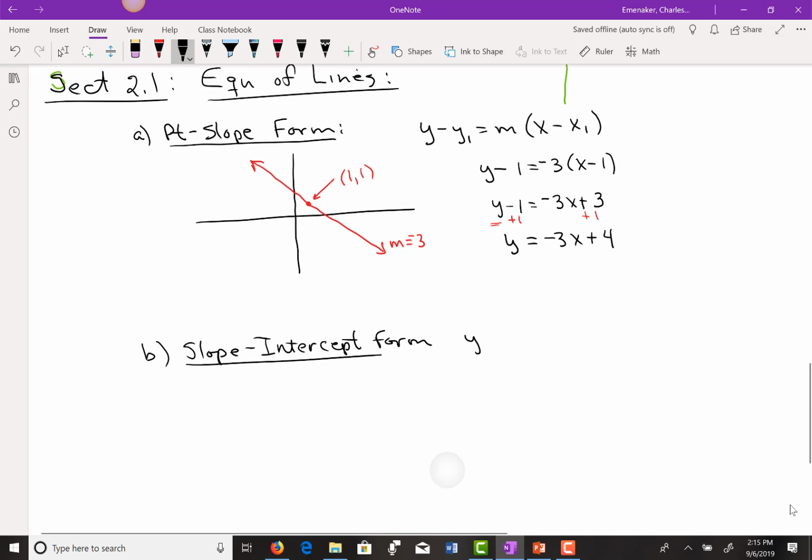Slope-intercept form is y equals mx plus b, and you're all going to recognize this. M is the slope. What's b? The y-intercept.